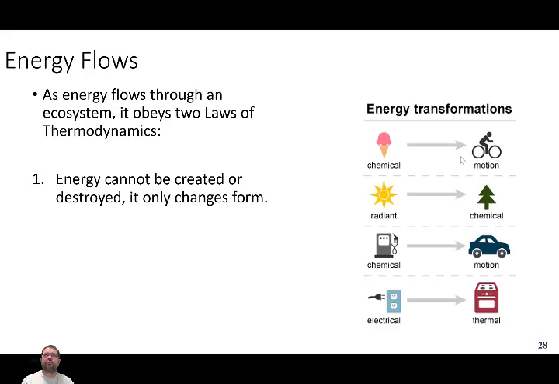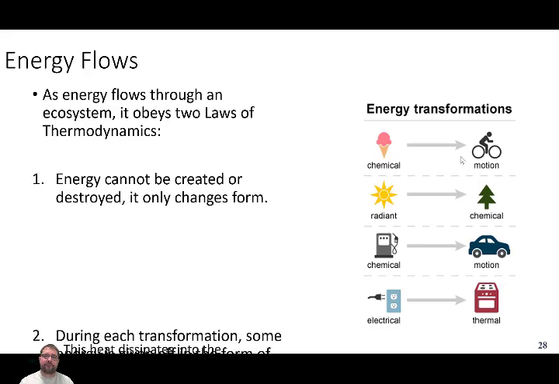It just changes form. It just changes from being potential energy to kinetic energy, being thermal energy, to captured energy in a plant in a chemical form. Okay?